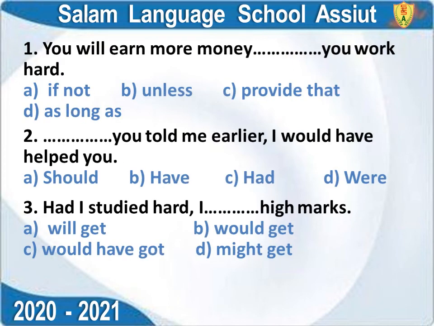Okay, let's do the following exercises together. Number one, you learn more money, space, you work hard. Think and decide which one. Of course, letter D, as long as you work hard. Number two, space, you told me earlier I would have helped you, right? Had you told me earlier? The third one. Had I studied hard, I space high marks. Third conditional. Of course, letter C. I would have got high marks.